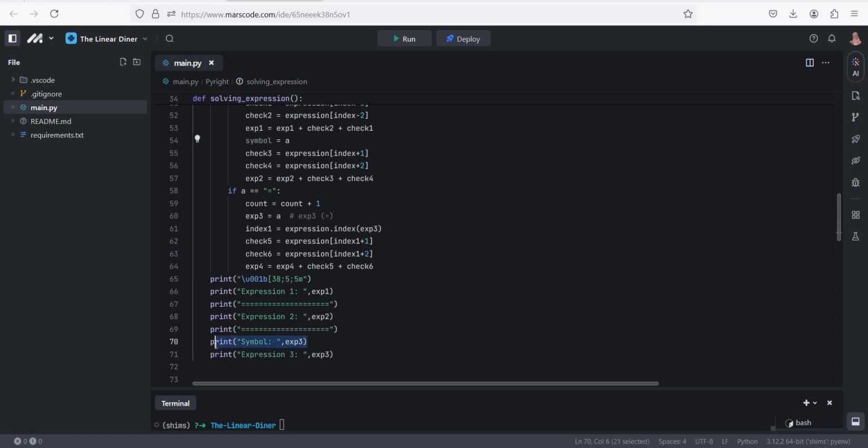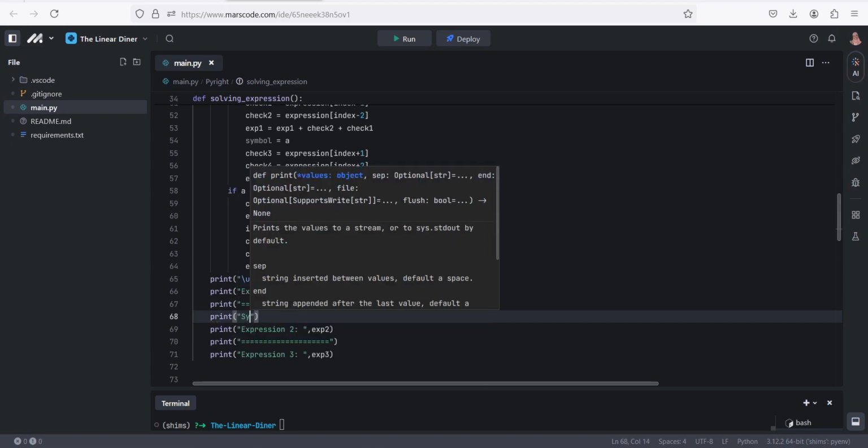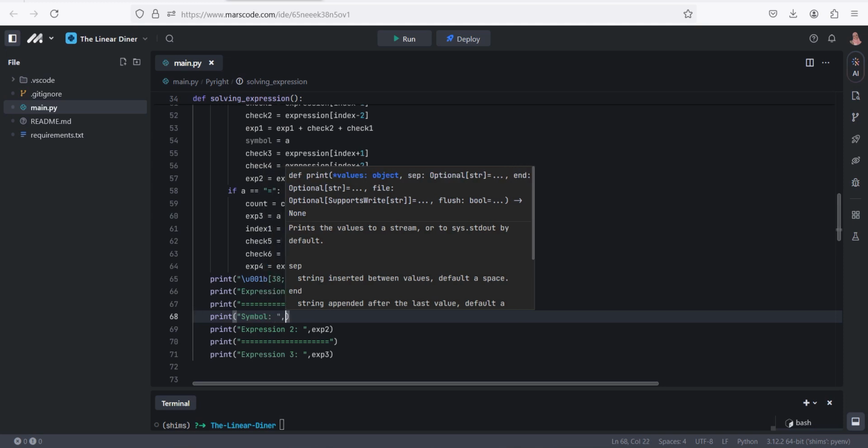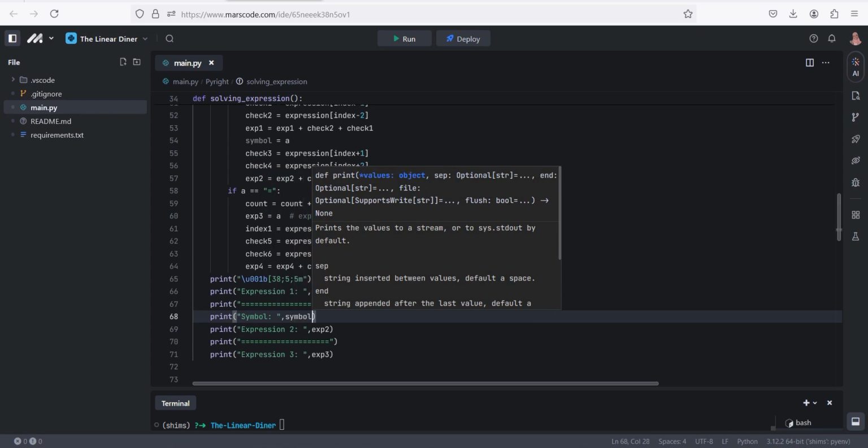Symbol should have actually been printed not here, guys. It should be printed after expression 1 because you have expression 1, then symbol, then expression 2. So here you can print symbol. So symbol is going to be printed as symbol, and I'll just call that variable, which was symbol. So it prints it out.